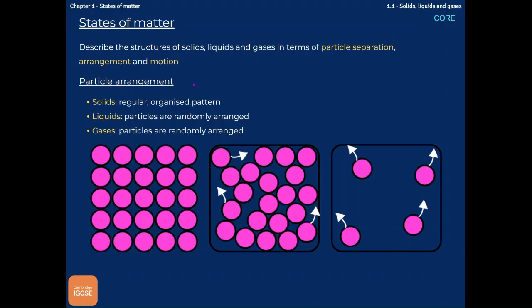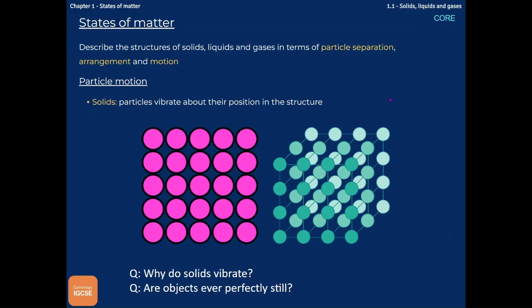So their arrangement: with solids, as we saw with that crystal, they form an organized pattern. Different materials form different crystals, right? Salt crystals are squarish, but you can get lots of different shapes. Liquids, the particles are random. They'll take the shape of their container, right? This connects back to that property of theirs. They're randomly arranged, so they will take whatever shape container they're in. And the same thing with gases, they are randomly arranged. There is no structure or organized pattern to them.